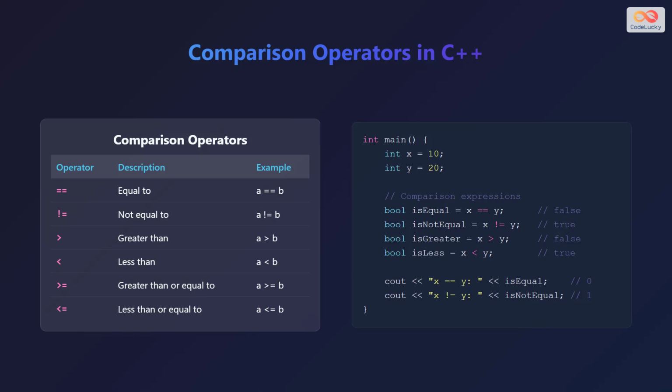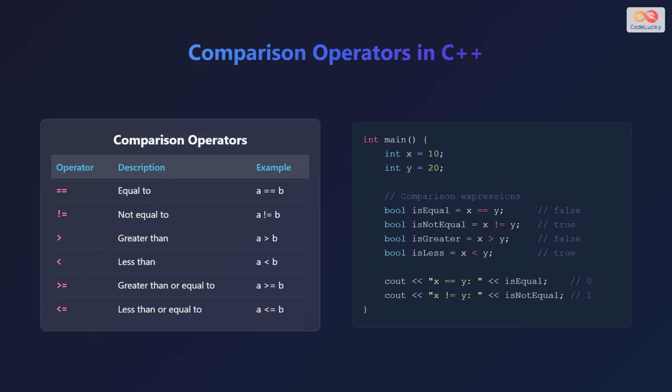Next operator is the greater than operator, represented by the greater than symbol. For example, a > b. Then we have the less than operator, which is represented by the less than symbol. For example, a < b. Then we have the greater than or equal to operator, which is represented by the greater than symbol followed by the equals symbol. For example, a >= b. And finally, the less than or equal to operator, which is represented by the less than symbol followed by the equals symbol. For example, a <= b.